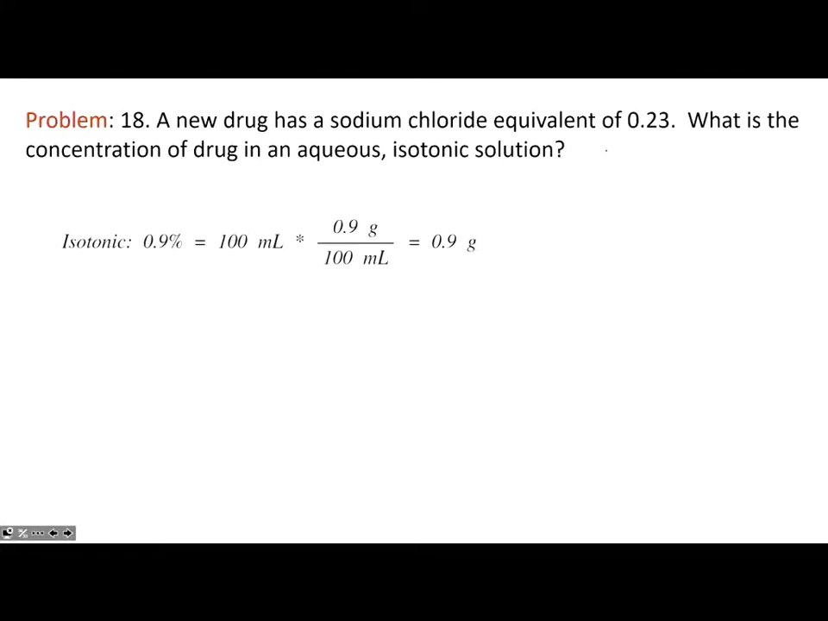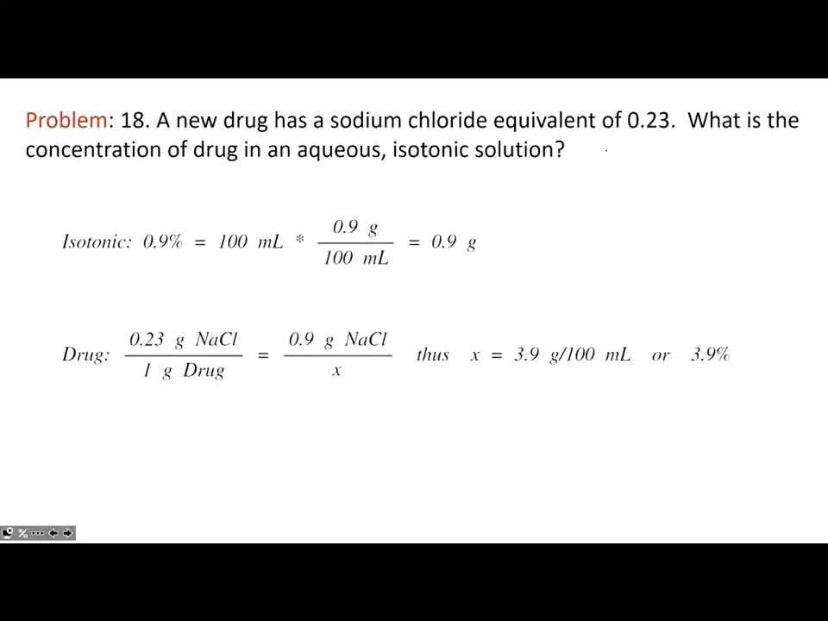So just that idea with 0.9% means 0.9 grams per 100 mils. So let's figure out how much drug we would need for 100 mils, because I know how much sodium chloride. How much sodium chloride do I need for 100 mils? 0.9. I was given the E value. What does the E value mean? 0.23 what? Grams of sodium chloride per gram of that drug. Set that equal to our target sodium chloride, which we just said we needed for 100 mils to be 0.9 grams over X. Solve for X, and X equals 3.9 grams.